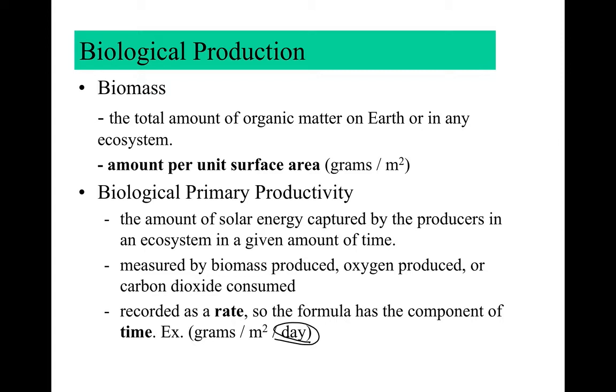This type of unit is going to be measured in the amount of grams or tons, whatever you have, per unit surface area. The second term is biological primary productivity. It's a measure of the amount of solar energy captured by the producers in an ecosystem in a given amount of time. So it's a rate. This is going to be measured by either one of three ways: biomass produced, oxygen produced, or carbon dioxide consumed. Remember, because it is a rate, the formula has time in it.